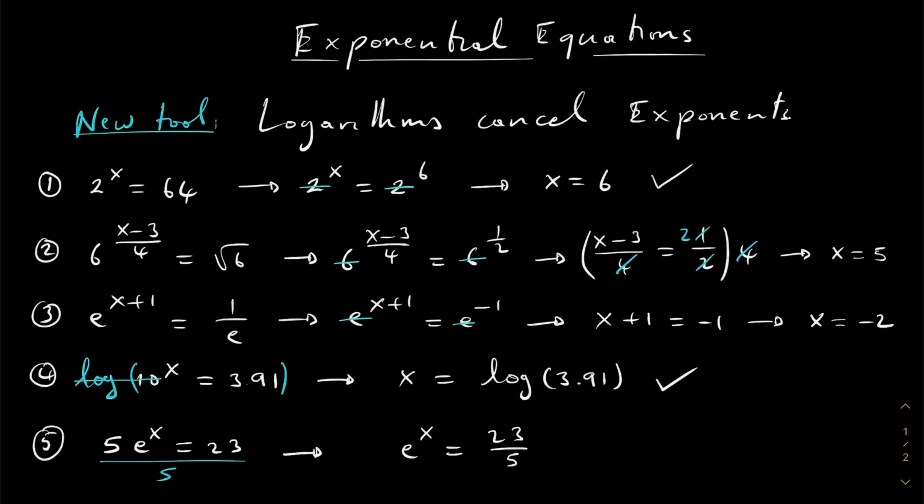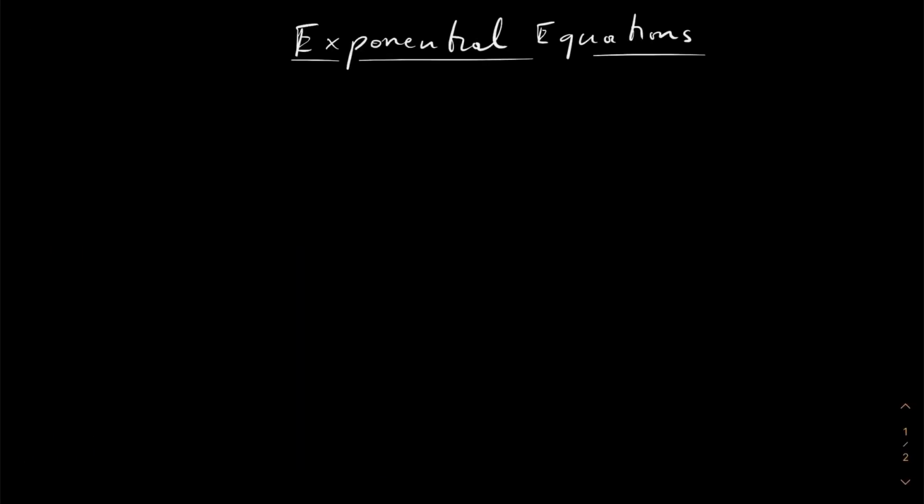Now that the exponent is isolated, I can go ahead and do the log on both sides, right? So you never do log on both sides unless the exponent is isolated. If you do it before, it will be more difficult for you to figure things out. So once I have ln on both sides here, the ln and the e are going to cancel each other out. So I'm going to have x equals ln of 23 divided by 5. And we are done.